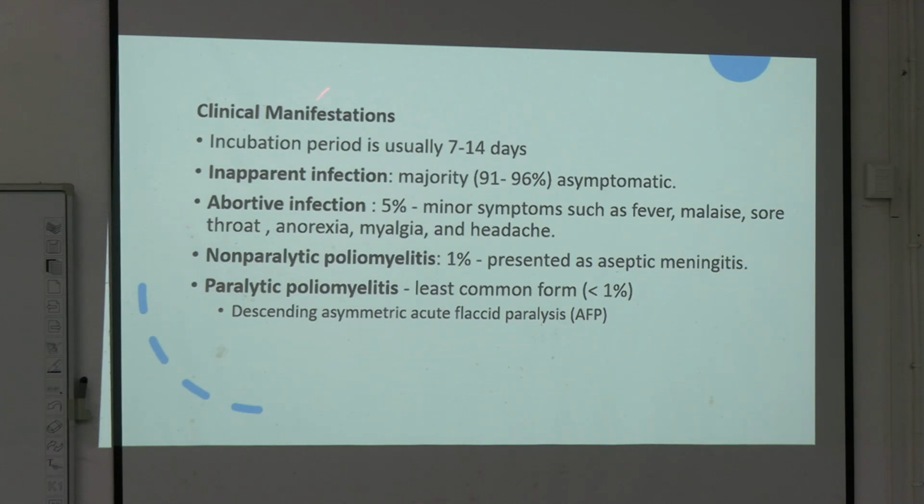Clinical manifestation, I already said, mostly the cases will go unnoticed as inapparent infection. Then some cases, 5%, will develop fever and myalgia and all those things which are not specific to the virus itself. Some cases, 1%, will develop non-paralytic aseptic meningitis, and very few cases, the least common form, is acute flaccid paralysis, AFP. AFP is a broad heading. Acute flaccid paralysis is caused by many viruses, many organisms. So poliovirus is one of them.